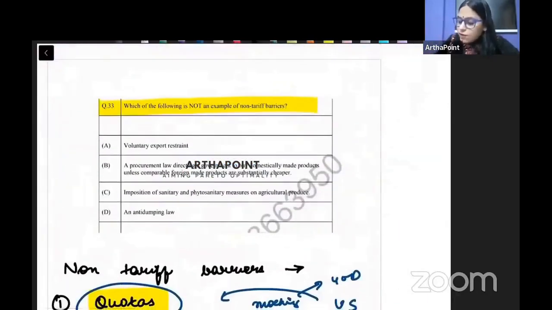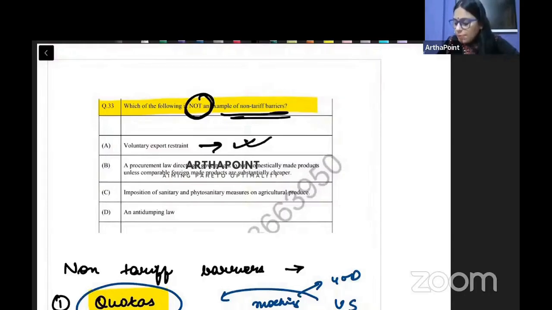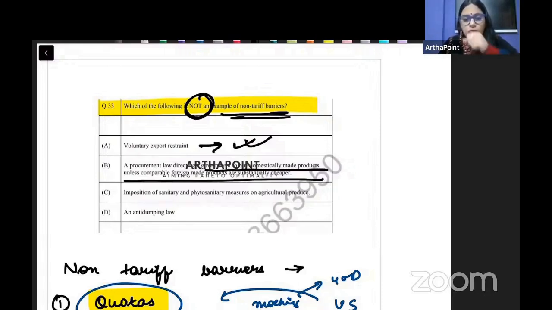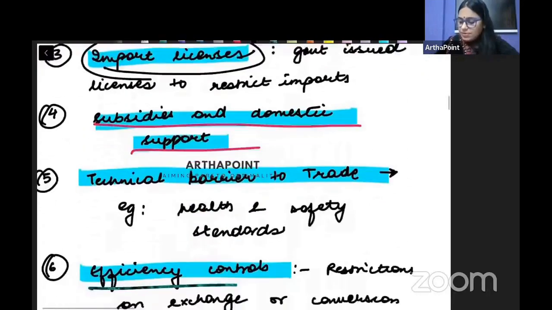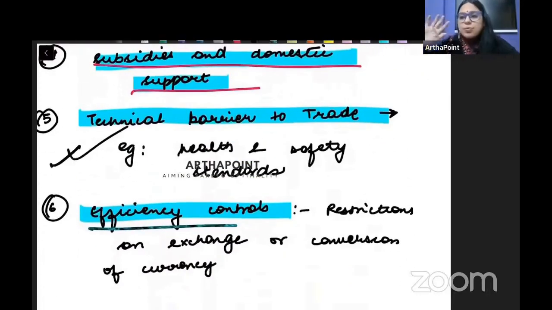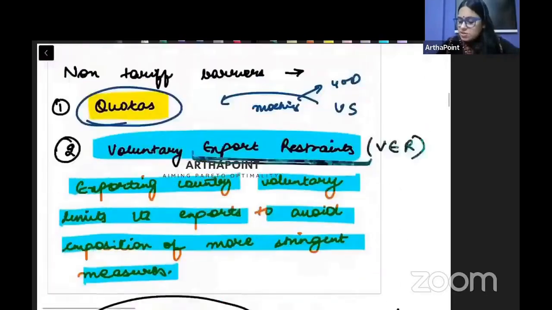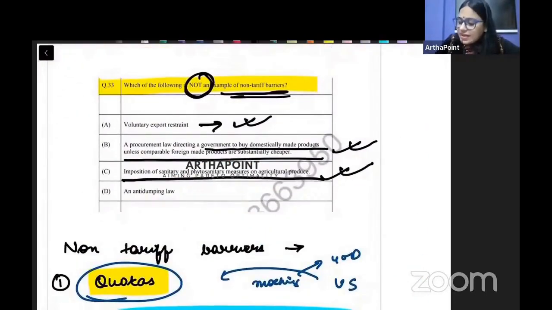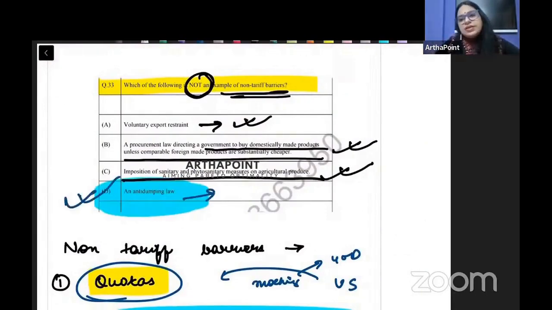Let's go back. Which of the following is not an example of non-tariff barrier? VER is, we just saw it. A procurement law directing government to buy domestically made products. Here also you are restricting that only domestic products be bought, right? So this is also there. Imposition of sanitary measures, I told you here that in the name of health they say that no import will take place. This is also a barrier. Anti-dumping law, this is not a barrier. The correct answer is D.